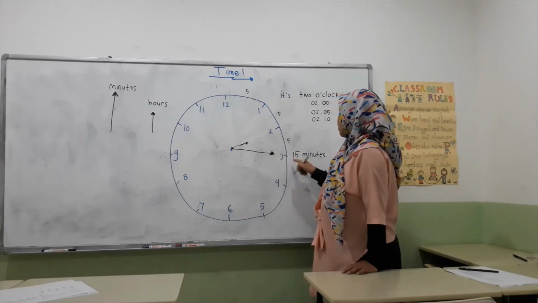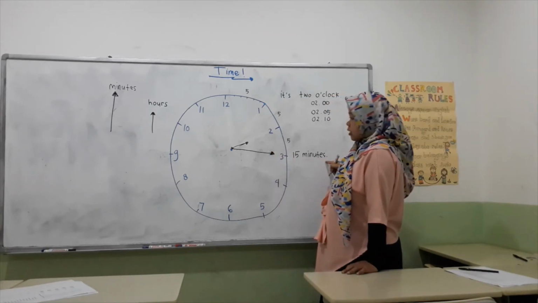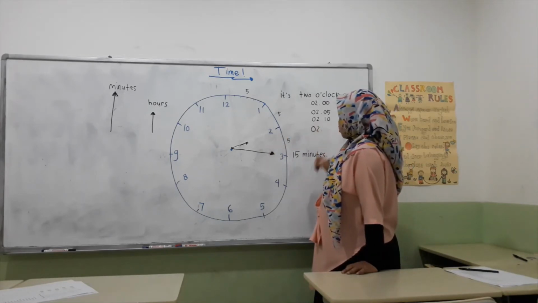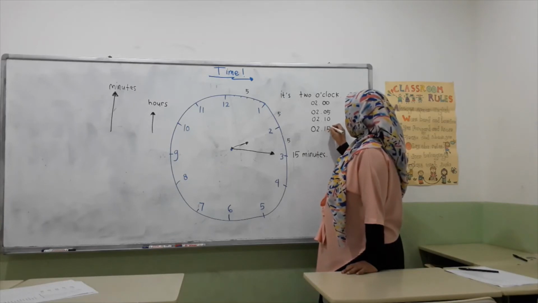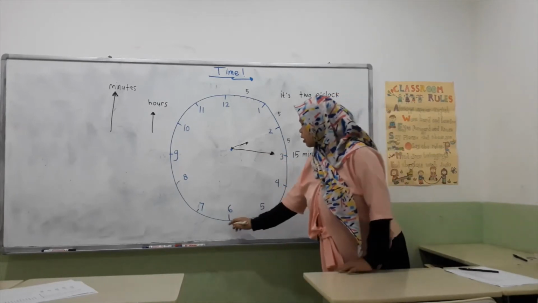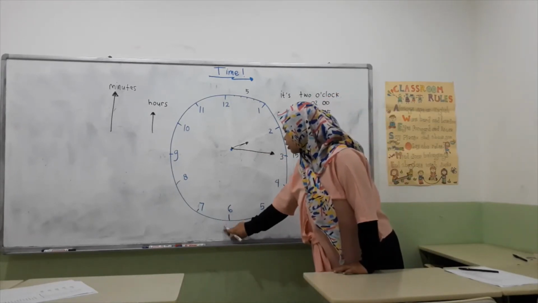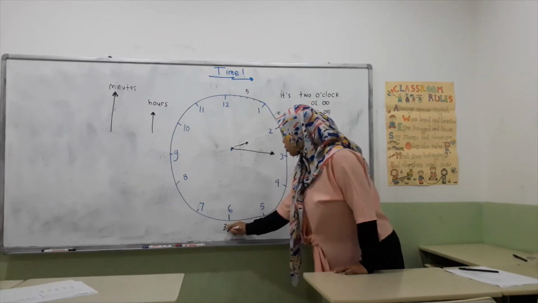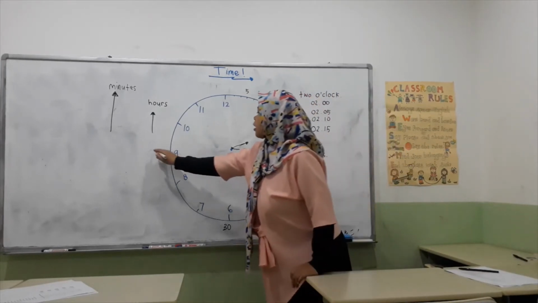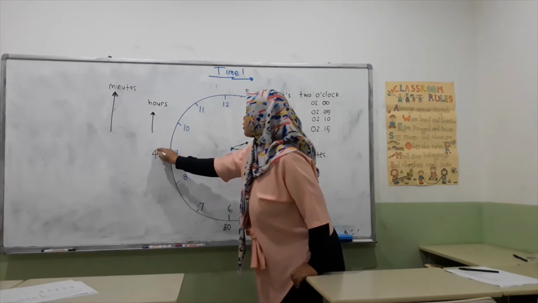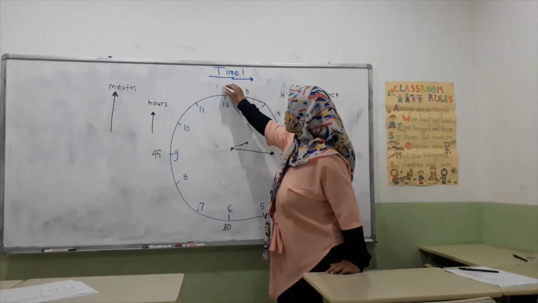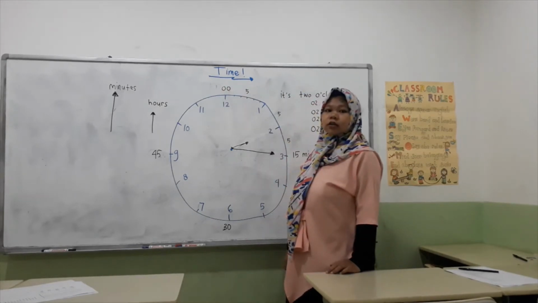At number 3, it will be 15 minutes. So if it's like this, it will be 2:15, and so on. If the long arrow goes to 6, it will be 30 minutes. If the long arrow goes to number 9, it will be 45 minutes. And if it goes to number 12, it will be straight o'clock.